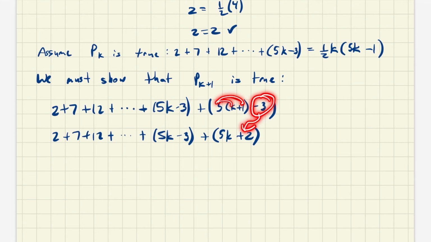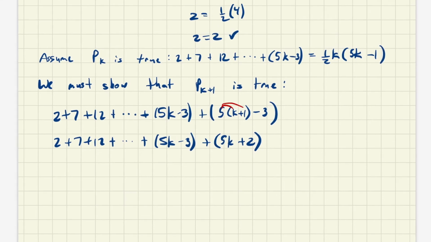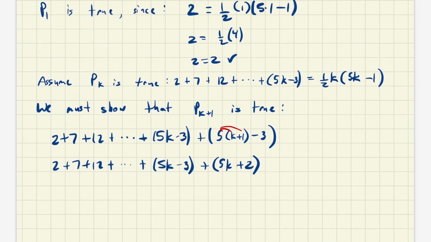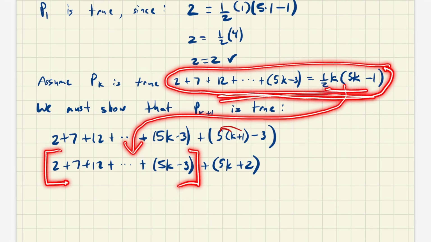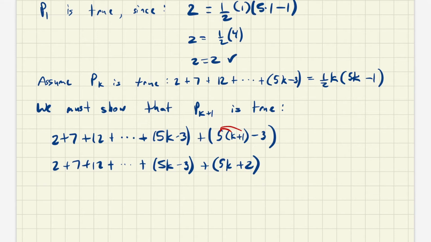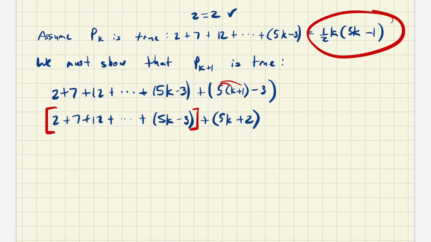All right, let's use our induction hypothesis. Remember, this is the induction hypothesis here. We're going to use that and substitute for the first k terms, because we're assuming that this is true. So here are the first k terms; we're going to replace that with this. So now we have 1/2 k(5k minus 1). Bring down the k plus 1 term. And now we have to simplify that.